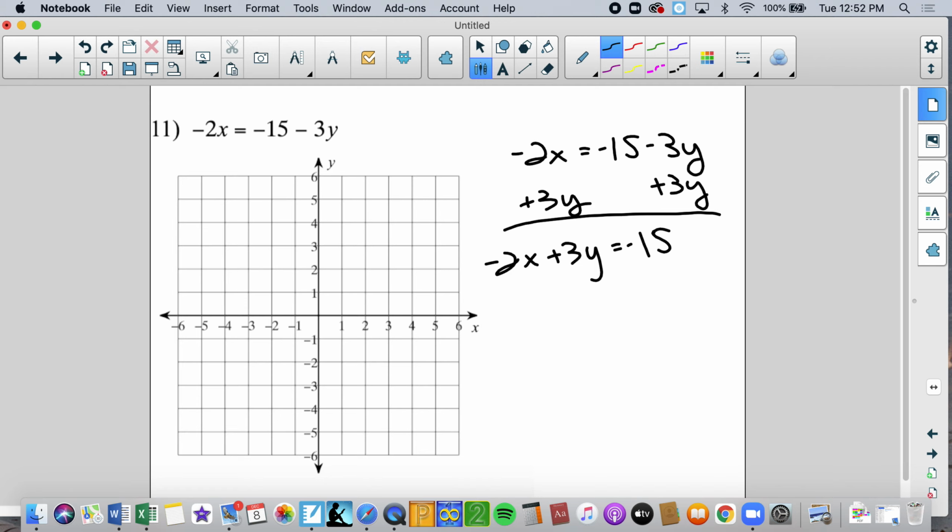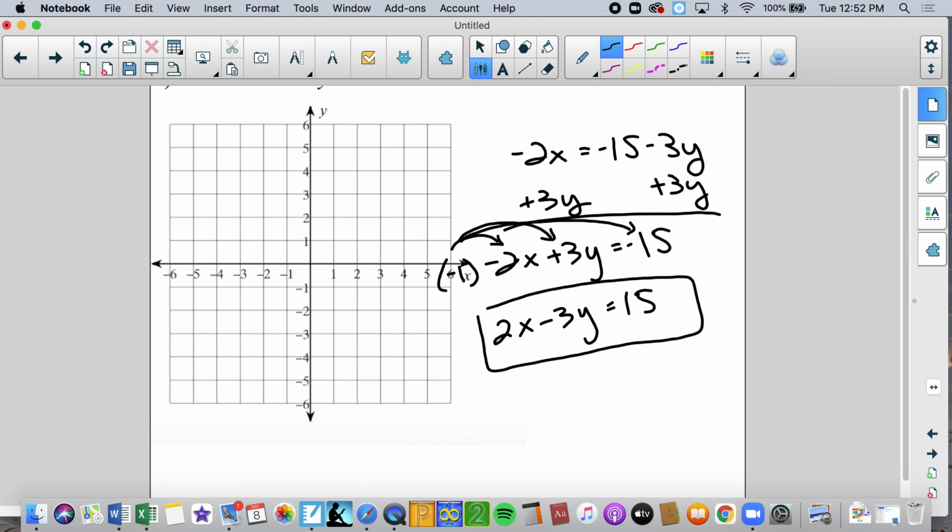Now, the numbers are whole numbers, or integers, but I just can't have my a as a negative. So I'm going to multiply it by -1. So if I multiply everything by -1, that becomes 2x minus 3y equals +15. Multiplying by -1 is just going to change the signs of each of these. Now it's in standard form.